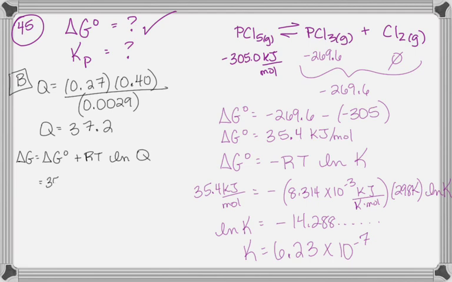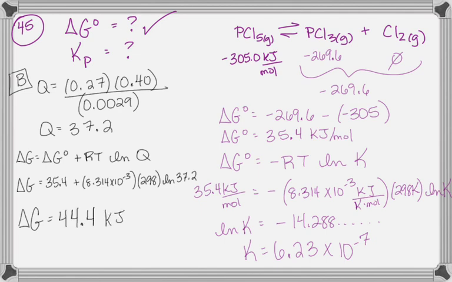Delta G standard is 35.4, that's kilojoules, plus R, 8.314 times 10 to the minus 3, times T, which is 298, natural log of Q, so that means the natural log of 37.2. And watch your math. I'm gonna take the natural log first, and then I'm gonna start multiplying. I got 44.4. Okay.